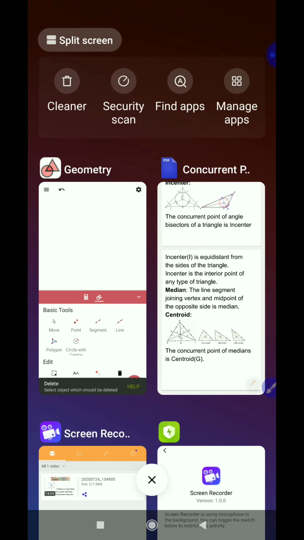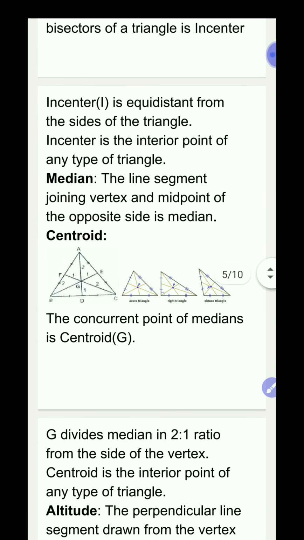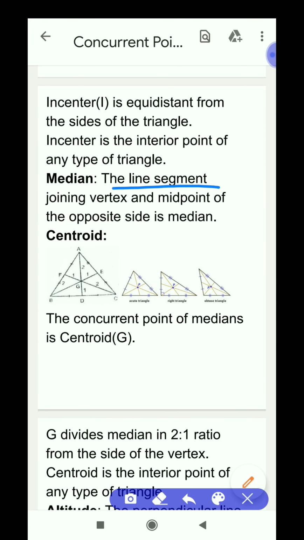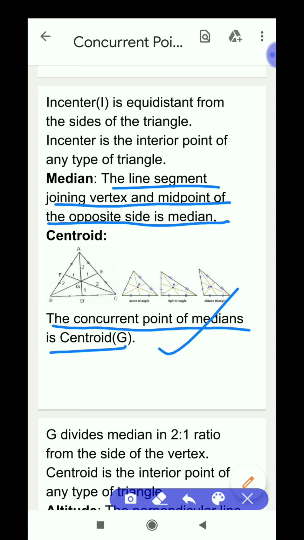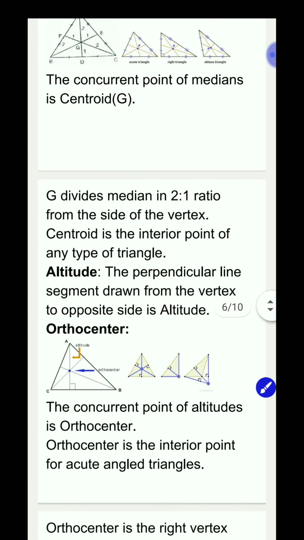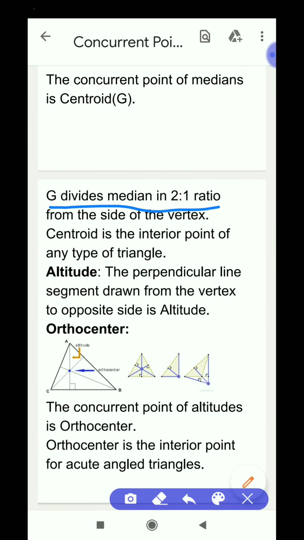What did we learn here? The line segment joining a vertex and the midpoint of the opposite side is called a median. The concurrent point of medians is called the centroid. And the centroid G divides the median in a 2 is to 1 ratio from the side of the vertex. The centroid is an interior point for any type of triangle.